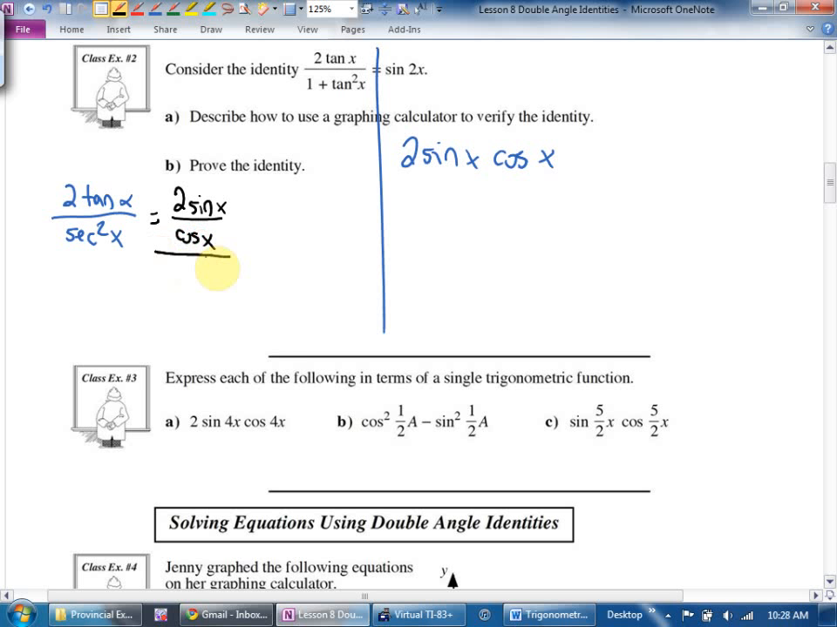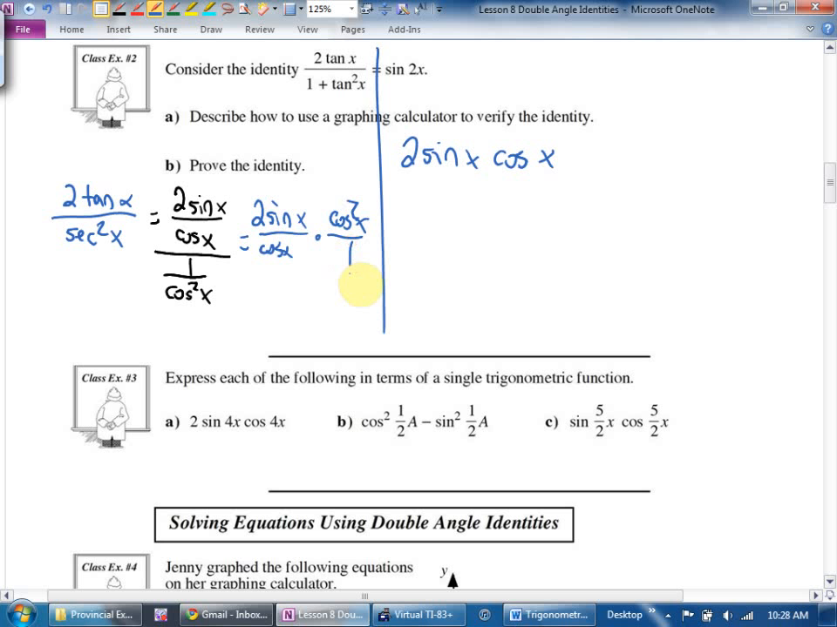What's secant squared in terms of sine and cos? 1 over, don't forget the 1 over, 1 over cos squared. Just got my nerdy adrenaline rush because I did a little bit of math in my head. How do I divide by a fraction? I'll get 2 sine x over cos x times cos squared x over 1.